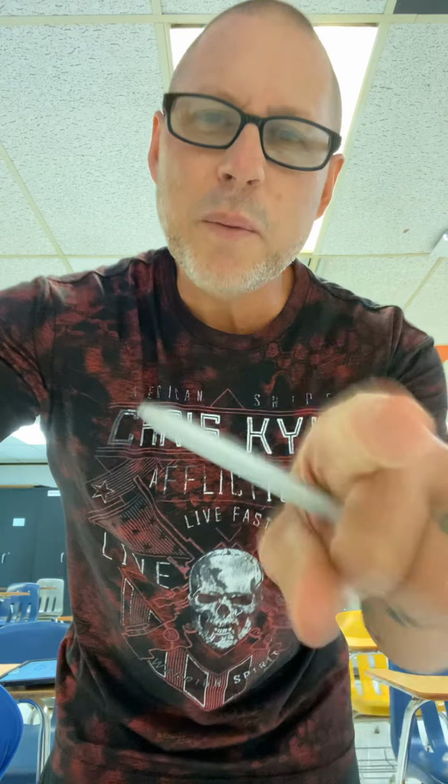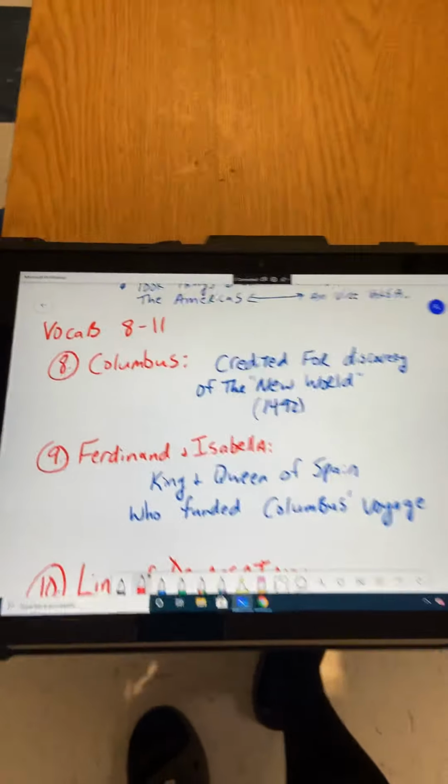But there was somebody that he finally talked into it, the king and queen of Spain, Ferdinand and Isabella. And they were the ones that finally said, you know what, Columbus, we believe in you. Take the shortcut. You can get there, and we're going to buy your ships and pay your men and pay for your sailors and buy your supplies. And they did that. Ferdinand and Isabella.